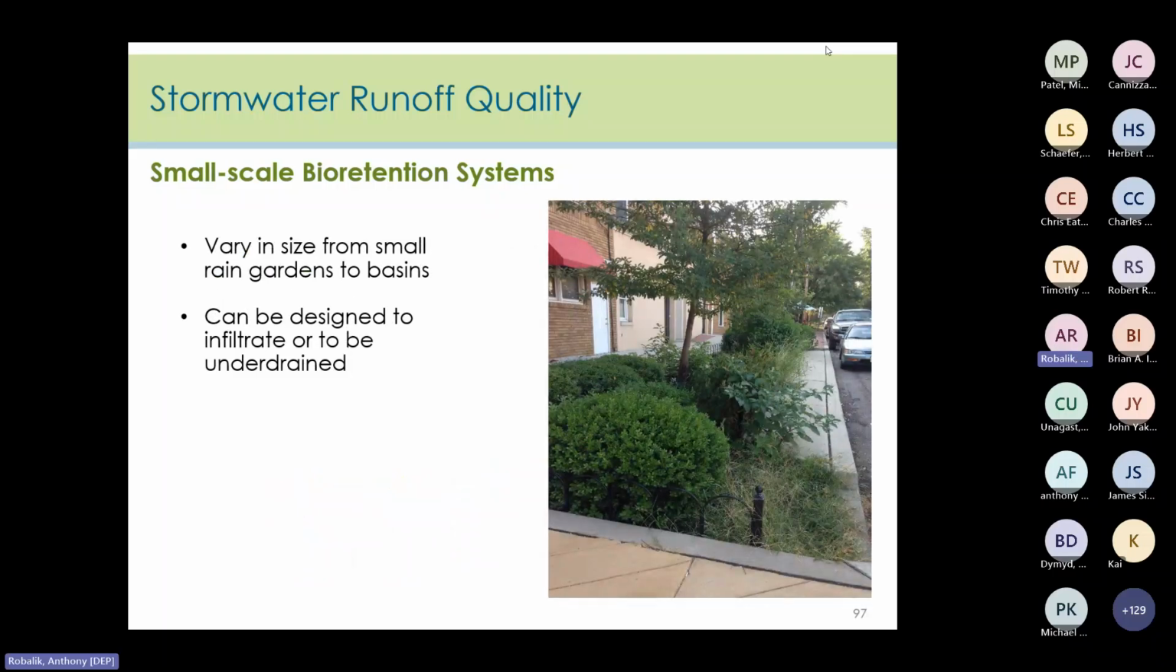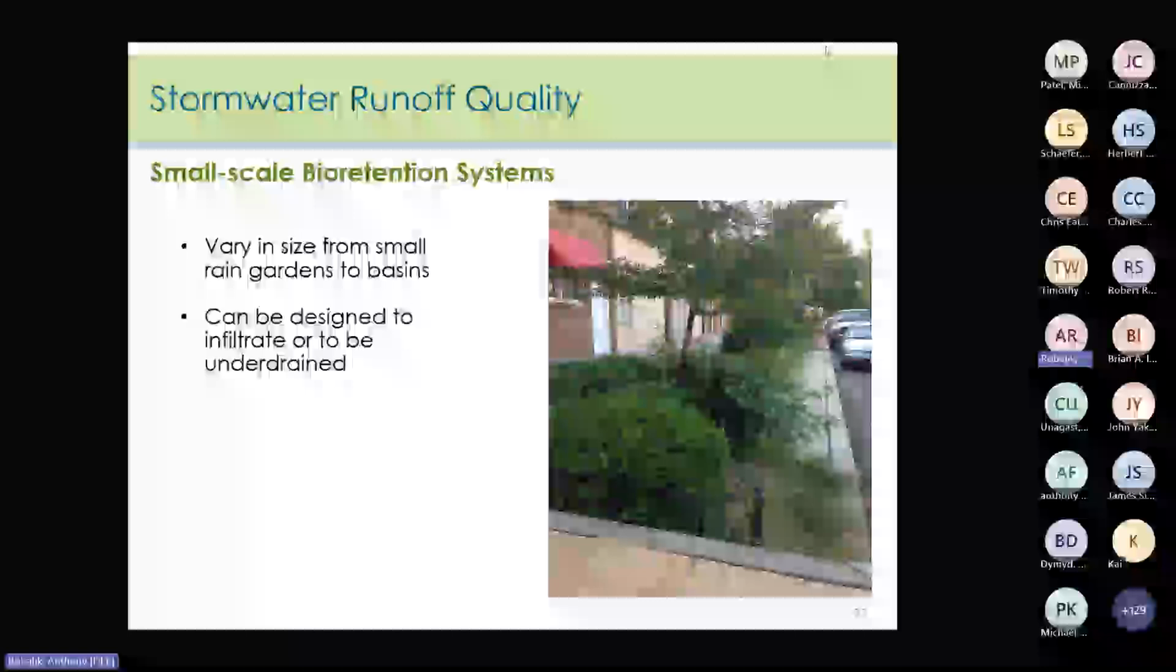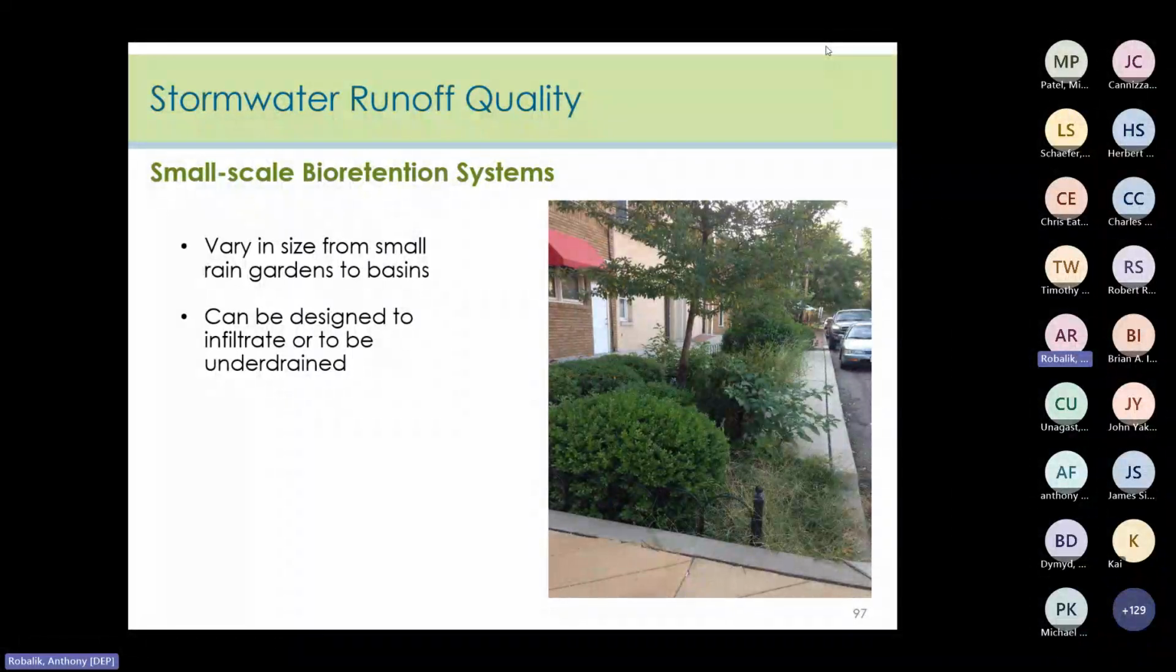Small scale bioretention systems can be a practical BMP to implement in urban areas. Rain gardens are a type of small scale bioretention system and are encouraged under the new rules. There are even types with underdrains to help facilitate drainage.